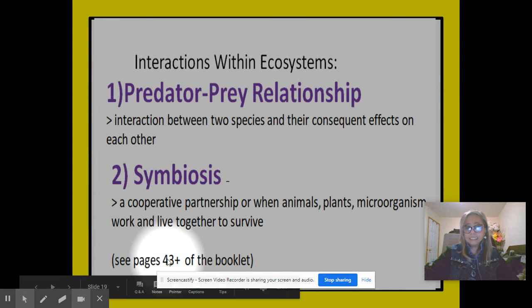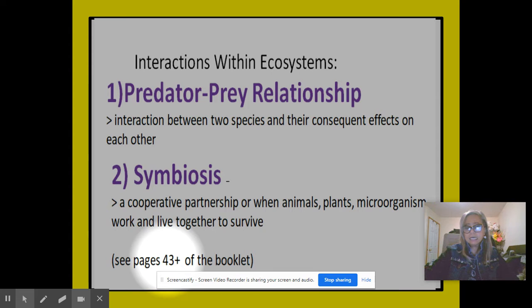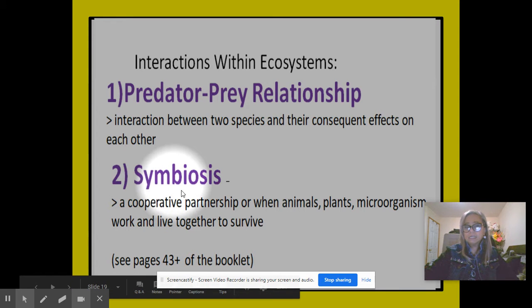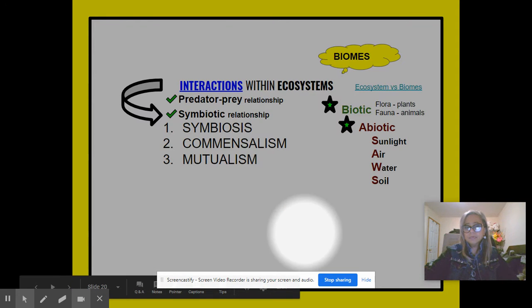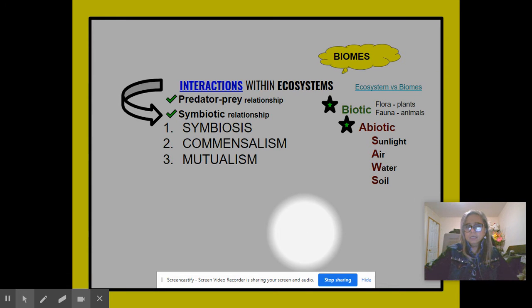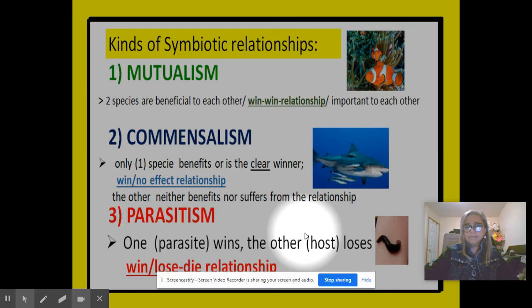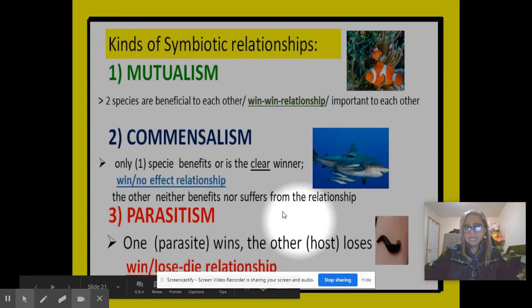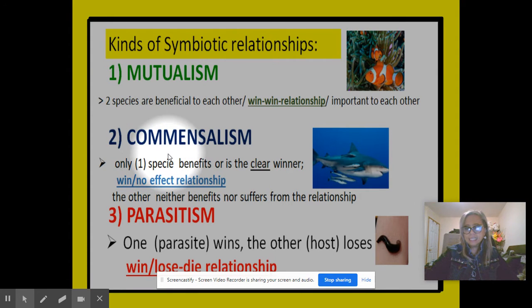Now, in your booklet, if you read through page 43 and the following pages, you have a very good article on symbiosis. So, talking about symbiosis, there are three kinds of symbiotic relationship. We have what we call mutualism, commensalism, and the third one is parasitism. So let's deal first with mutualism.